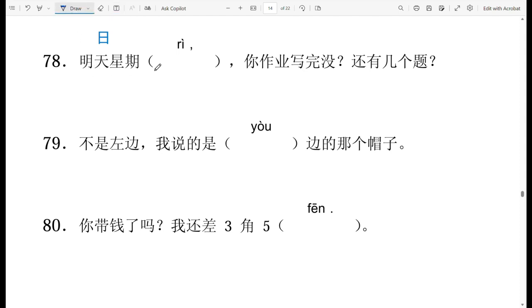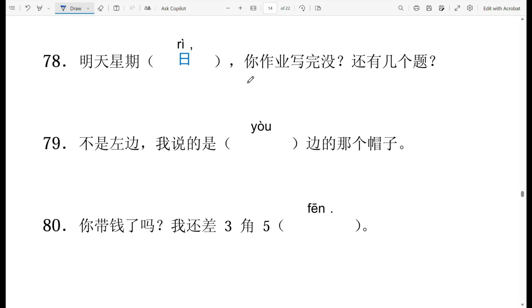明天星期日. So it makes sense because 星期 is week, and the days of the week are expressed by 星期 plus a number, with the exception of Sunday, which can be 星期日 or 星期天. So here it makes sense. 明天星期日, tomorrow is Sunday. So there is only one option here.